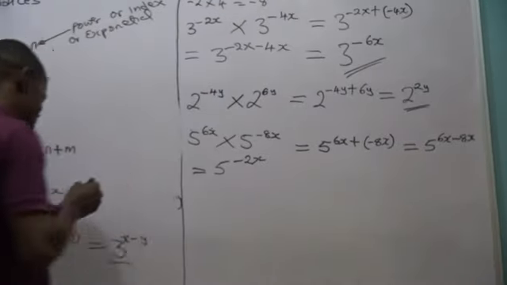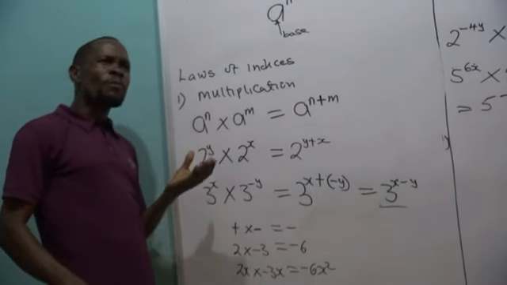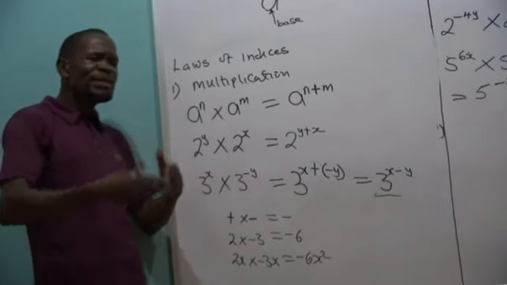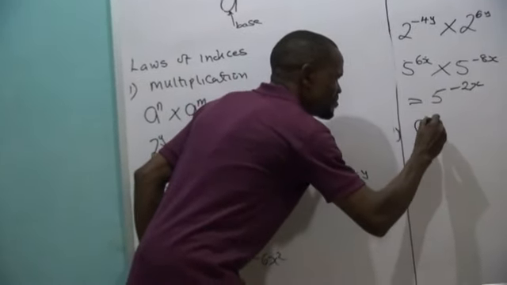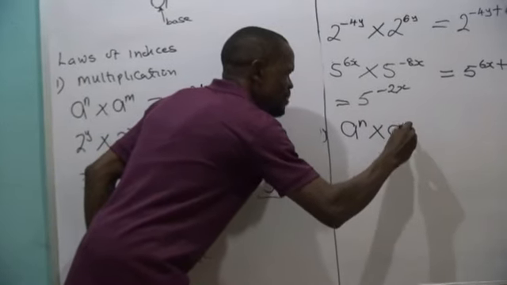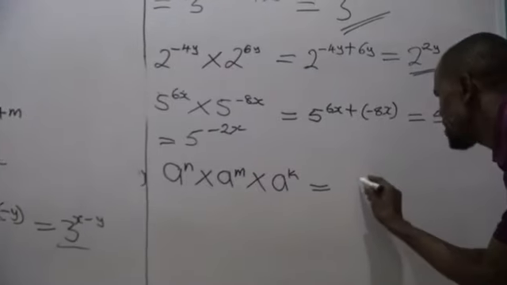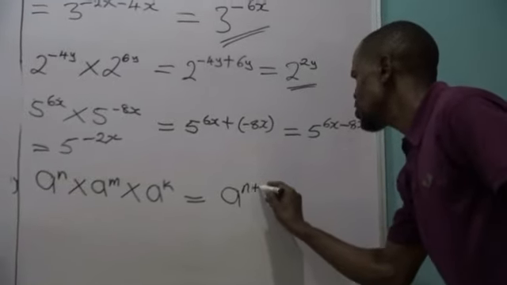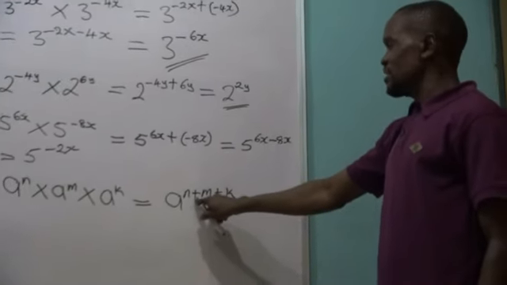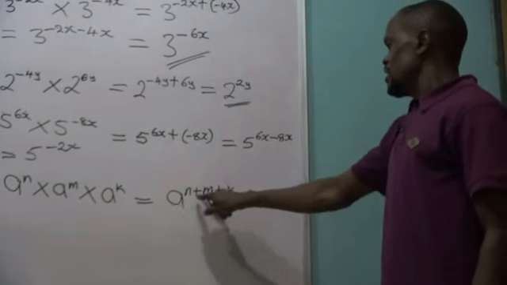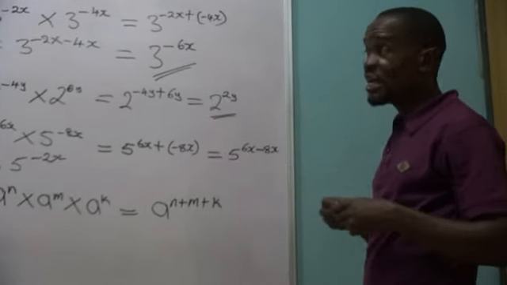Then this multiplication law can be extended to three or more times. For instance, if I have A raised to the power n times A raised to the power m times A raised to the power k, it simply means A raised to the power n plus m plus k. That's what it means. And this is constant. This is constant. These can change, but these are constant, as I said in the first one.